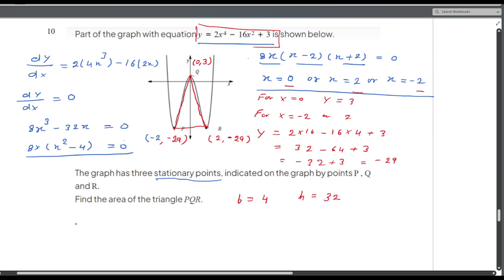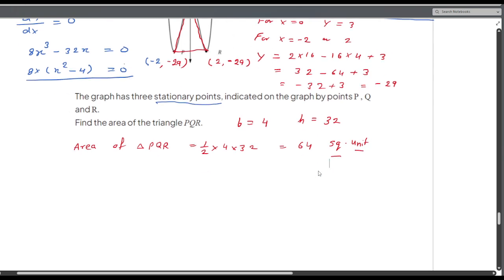Okay, so therefore the area of your triangle PQR will be equal to half times your base times your height. So it is 64. Now, if you don't know about the unit, you can simply say that the area is in square units. Okay, so whatever unit it is, the area will be in square units.